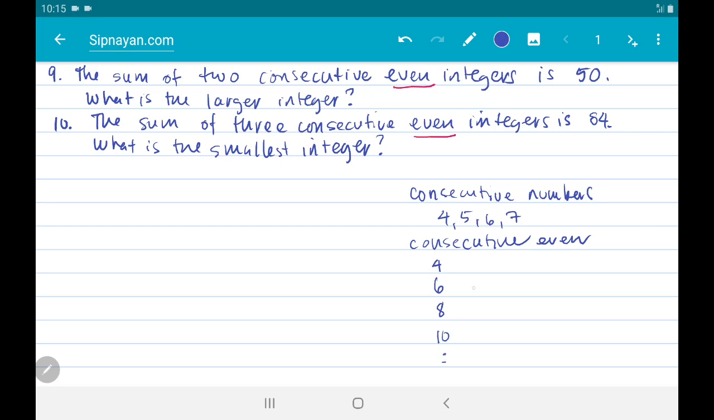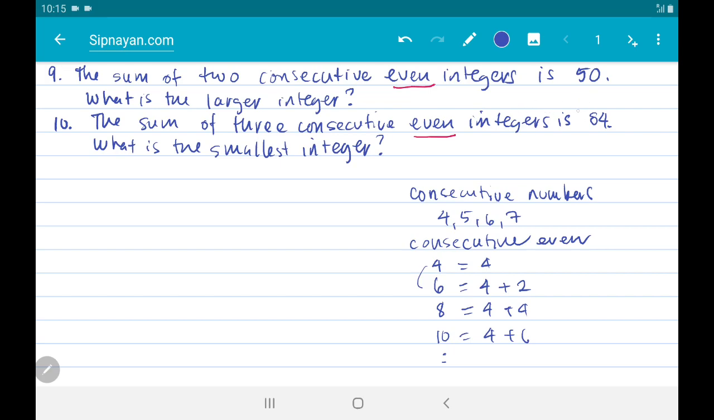So pag 4 tayo nagsimula, ano ang 6 in relation to 4, di ba? So this is 4 plus 2. Tapos yung 8, 4 plus 4. No? Tapos yung 10 is 4 plus 6. So nagdagdag tayo ng 2, 4, tsaka 6. Okay? Which is the same pag sinolve natin itong problem na to.